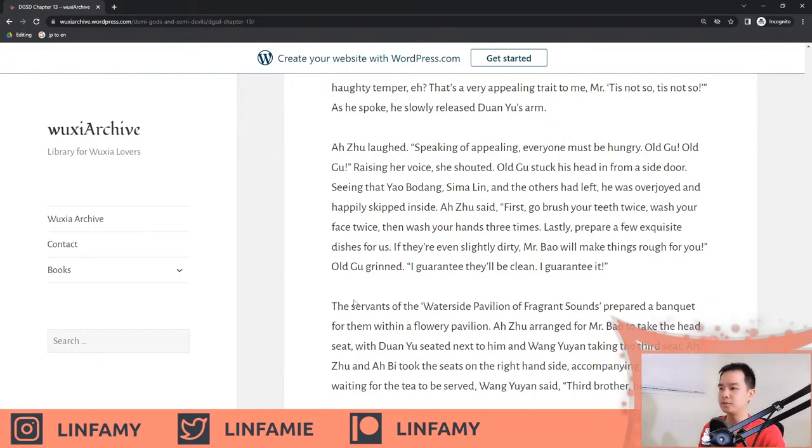Aju said, "First go brush your teeth twice, wash your face twice, and wash your hands 3 times. Lastly, prepare a few exquisite dishes for us. If they're even slightly dirty, Mr. Bao will make things rough for you." Old Gu grinned. "Oh, I guarantee they'll be clean. I guarantee it."